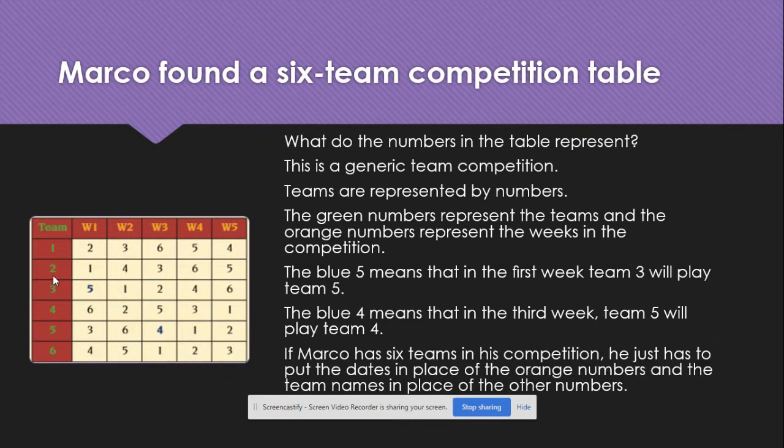If Marco has 6 teams in his competition, he just has to put the dates in place of the orange number. So you can just stick in his dates there and the team name. So you can actually put St. James Jaguars instead of the numbers. There you go. It's all done. He's got the whole thing recorded. All right, so go ahead and see if you can try one to yourself.